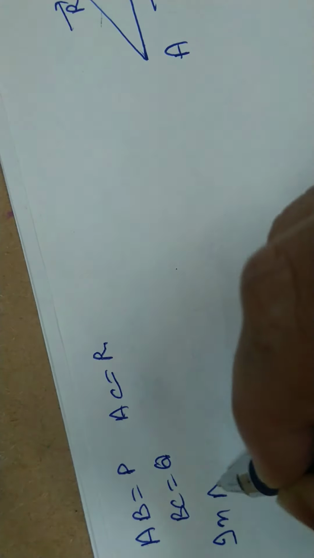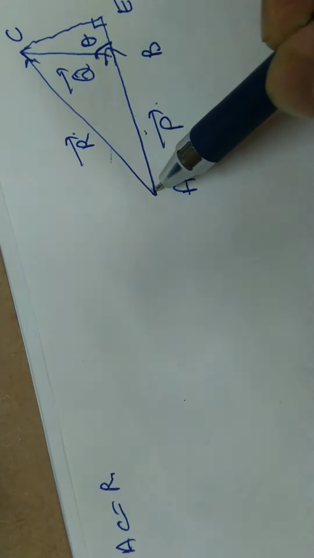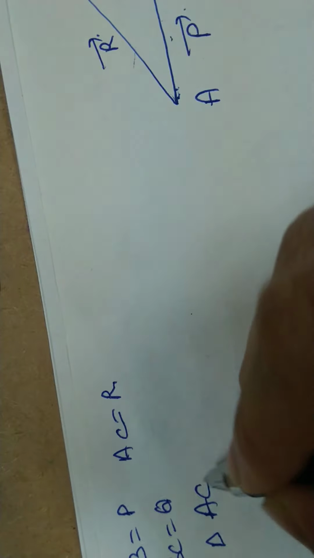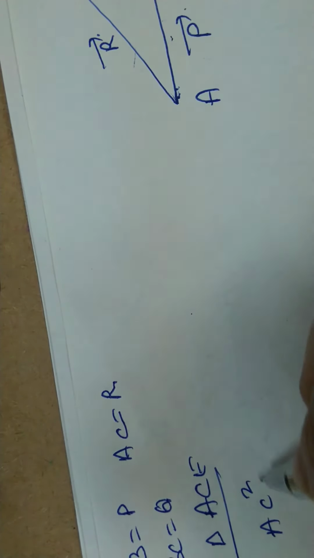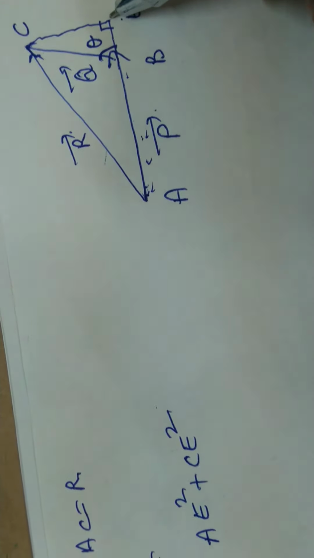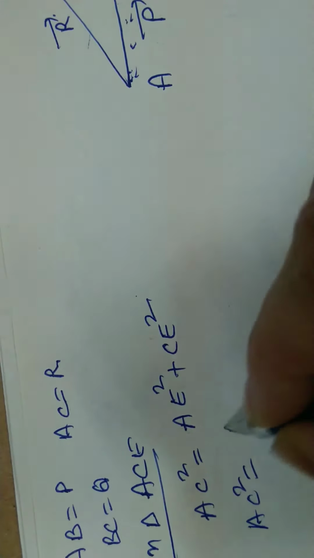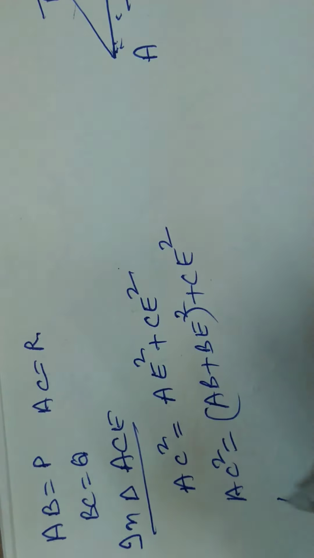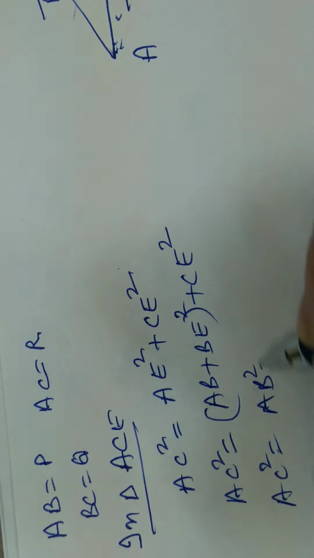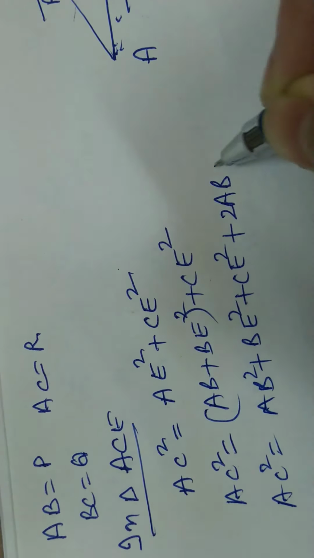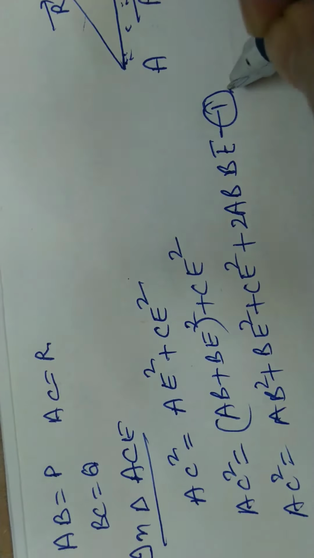So now in triangle ACE, we have AC square equal to AE square plus CE square. Now this AE is AB plus BE. So AC square is AB plus BE whole square plus CE square. Then we write AC square equals AB square plus BE square, we can write it here, plus 2AB BE, and we call it equation 1.